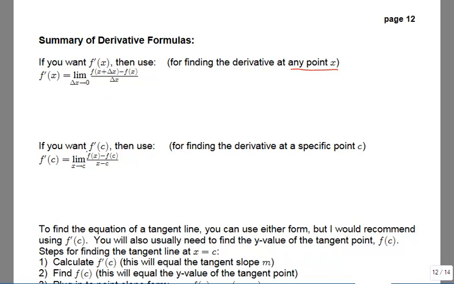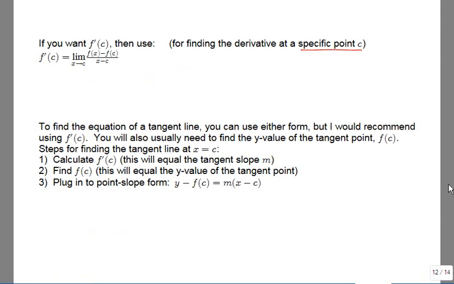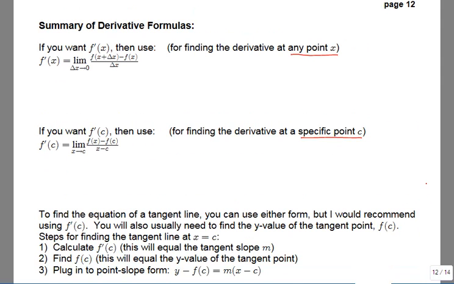If you want to find the derivative at a specific point C, like f prime of 0 or f prime of 2 or f prime of 4, then I would recommend using this alternative definition, where you take the limit as x approaches your C of f of x minus f of c all over x minus c. Now you don't have to do it that way. You could use this formula up here and plug in c at the end. That's okay too. But usually I find that this alternative formula is a little bit easier and more user-friendly.